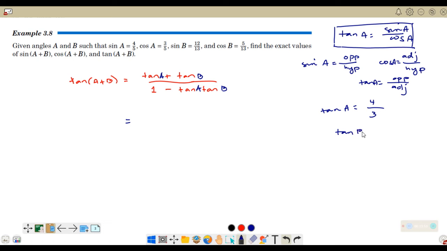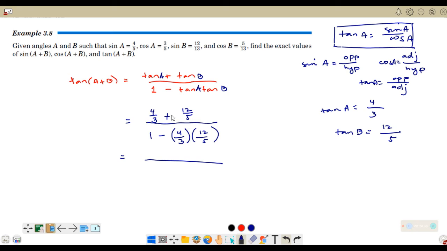What about tangent B? Let's look at the numerator of sine B. We have 12. What about the numerator of cosine B? We have 5. So, these are the trigonometric function values for tangent A and tangent B. We have 4 over 3 and 12 over 5 respectively. So, let's input it to our formula here. We have tangent A is 4 over 3 plus tangent B is 12 over 5. Ayan na siya. Minus tangent A is 4 over 3 times tangent B, which is 12 over 5.